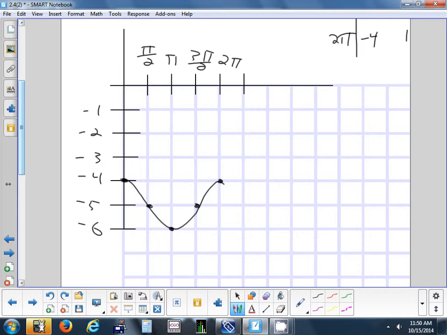What's the amplitude of that function? 1. Didn't change. Unless you stick a number in front, amplitude's not changing. So that's a vertical shift. Any questions on those two transformations?